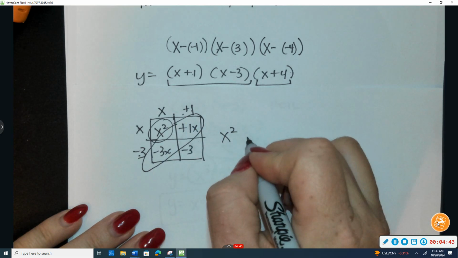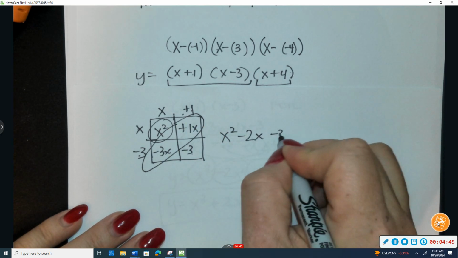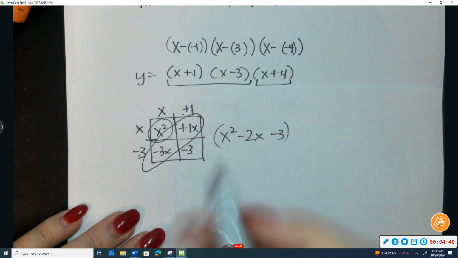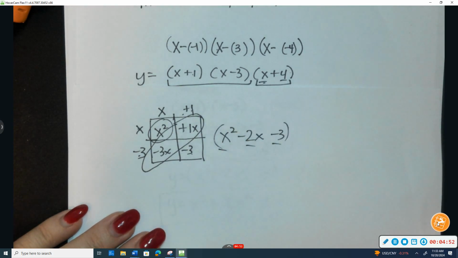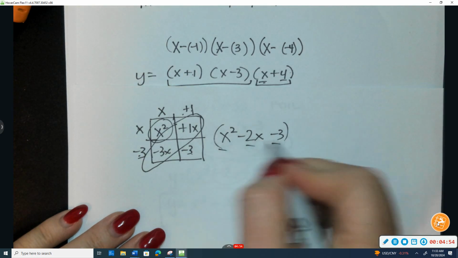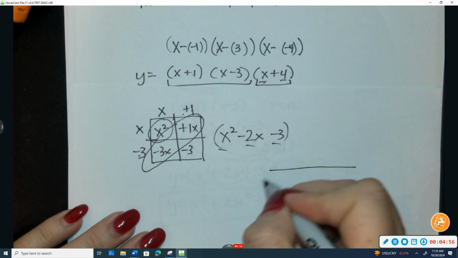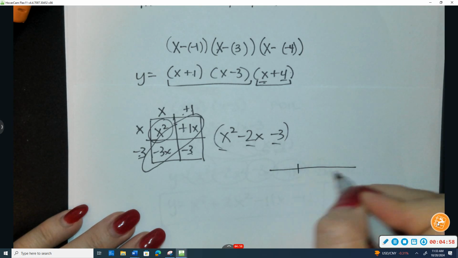-3 and +1 is -2x, and there's your -3. Okay, so this has 3 terms: 1, 2, 3. I'm going to multiply it by this lone parentheses or factor that only has 2 terms. So this has 3, so I can have the 3 go down the side or up top. I'm going to have it go up top.